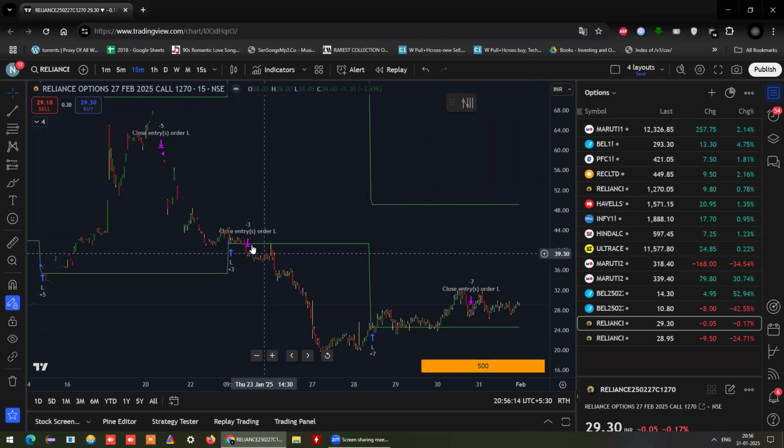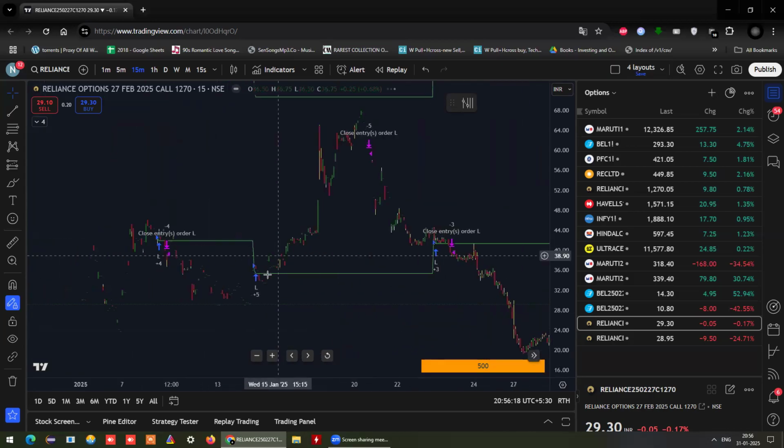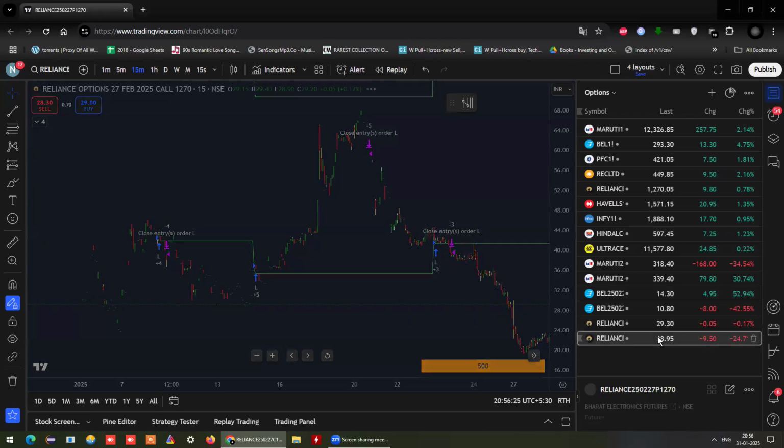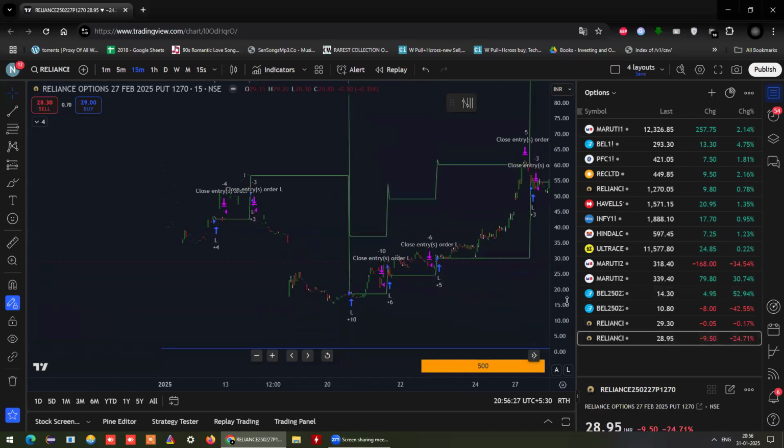Here the price is 24 rupees. Here the price is 41 rupees, so it took only half of the lots. Here, same, it's 35 rupees. It took 3 lots and then it paid off. This is how you can use the signal.